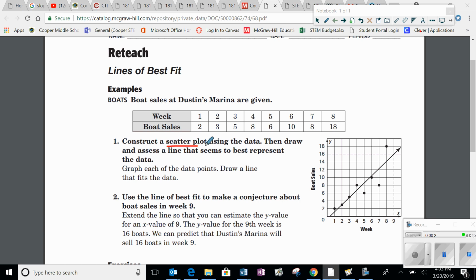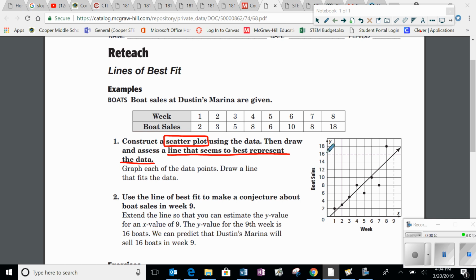Scatter plot meaning we are not connecting the dots. We are not connecting the dots using the data. Then draw and assess a line that seems to best represent the data. So over here on our graph, we have our x-axis, which is going to be the weeks, and we have our y-axis, which is going to be the boat sales.